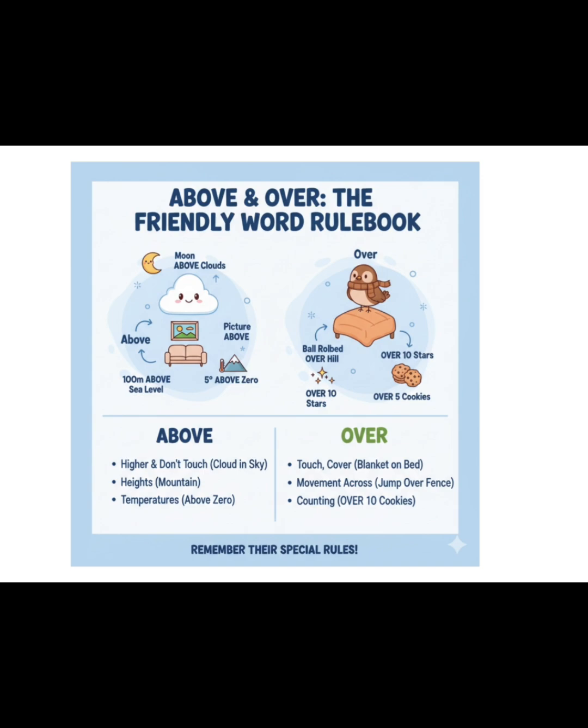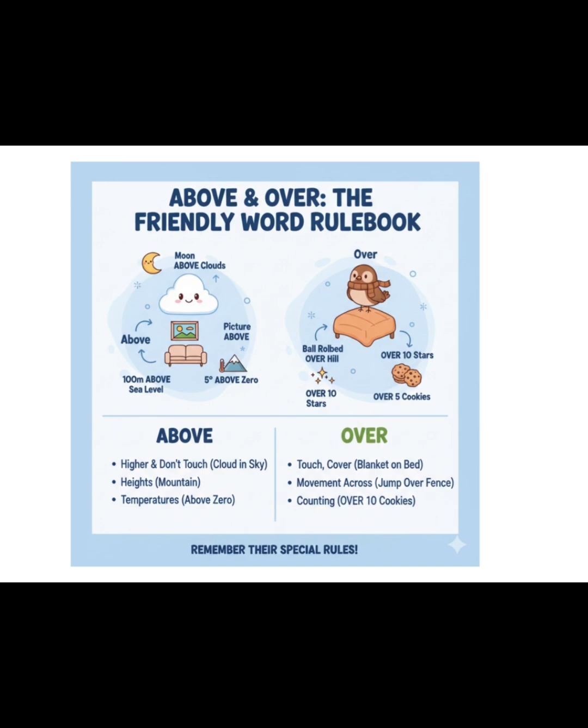Over was a bit more of a hugger. He loved things that touched or covered each other. He'd say, the blanket is over the bed, because it's touching and covering it. He'd also say, the ball rolled over the hill, because it went all the way across the top, touching the ground. Over was also a big fan of counting. Whenever he saw a lot of things, he'd say, there are over 10 stars in the sky, or, I have over 5 cookies. So, whenever you're talking about something, just remember their special rules.